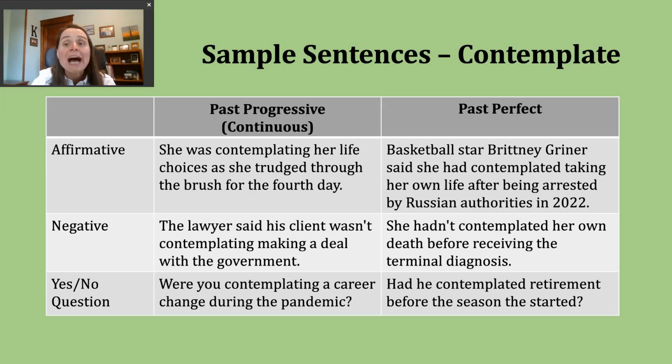Now let's take a look at a negative example. To do negative past perfect, again, your structure is subject, had not, and then the participle. Here's another example. She hadn't contemplated her own death before receiving the terminal diagnosis. So again, I apologize. I've got some sad example sentences here with contemplate and again, that idea of deep thought, but deep thought tends to occur with very serious situations, serious matters.